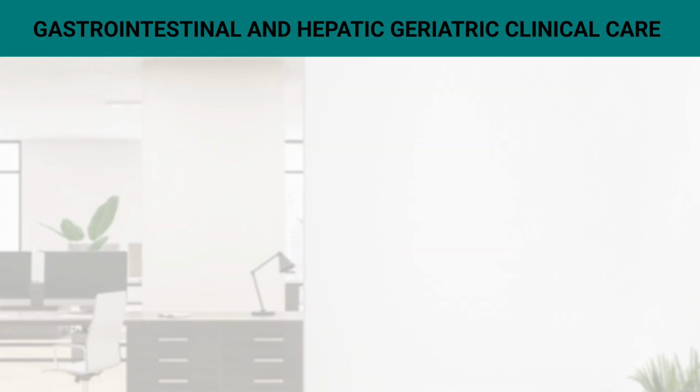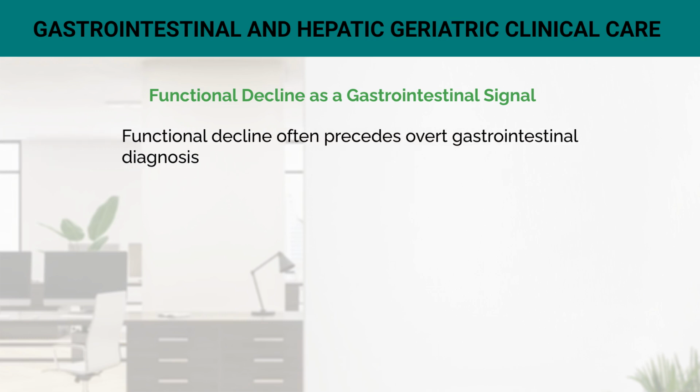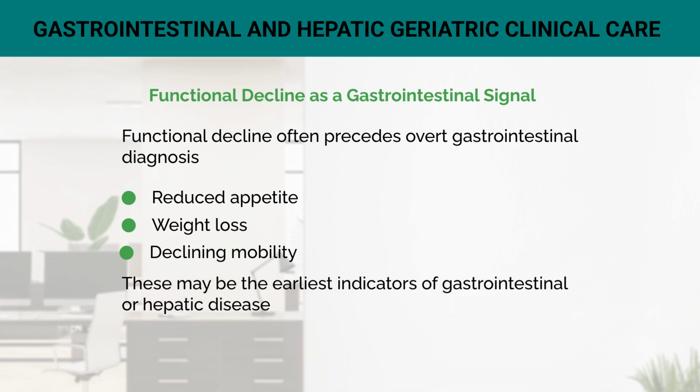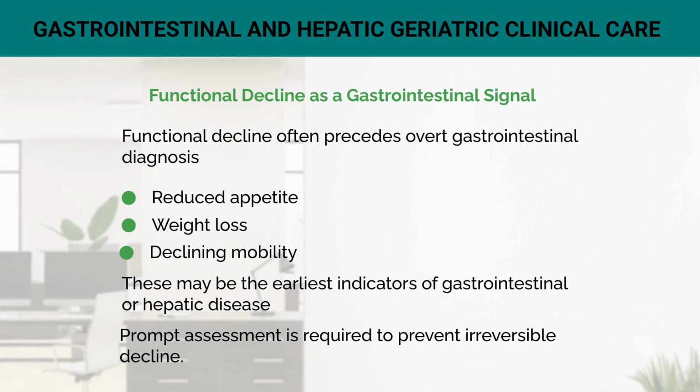Next, we'll look at functional decline as a gastrointestinal signal. Functional decline often precedes overt gastrointestinal diagnosis. Reduced appetite, weight loss, and declining mobility may be the earliest indicators of gastrointestinal or hepatic disease. Prompt assessment is required to prevent irreversible decline.